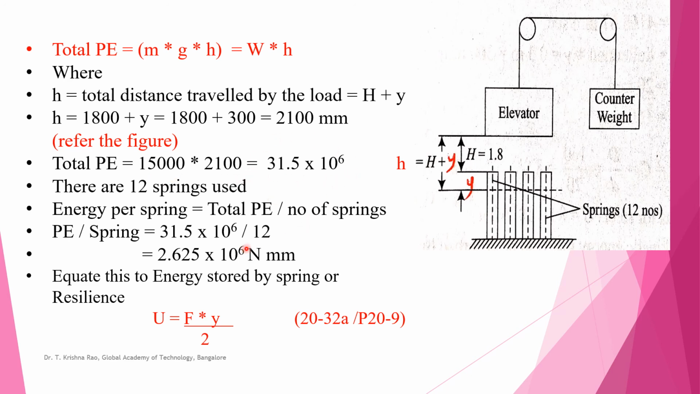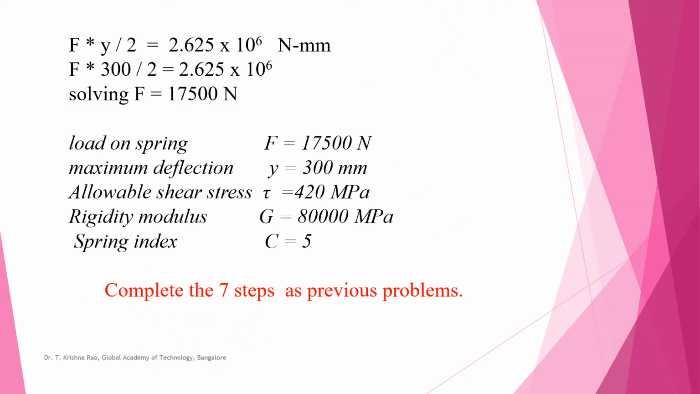As usual, how many springs are sharing this? 12 springs are there. What is the energy on each spring? Earlier also we have calculated kinetic energy divided by number of springs. Equate this to resilience always. So Fy by 2 equal to this value. Y is given. So what is the equivalent load F? Once you know the load here, deflection is given, all other data are given, we can complete the 7 steps of design. Finding the small d.